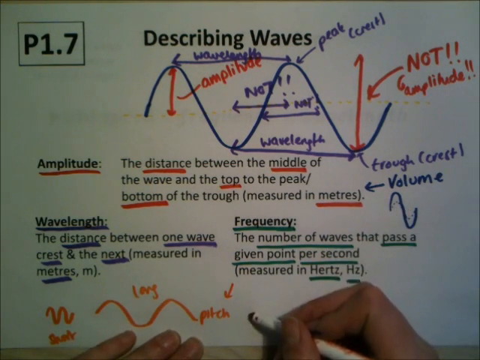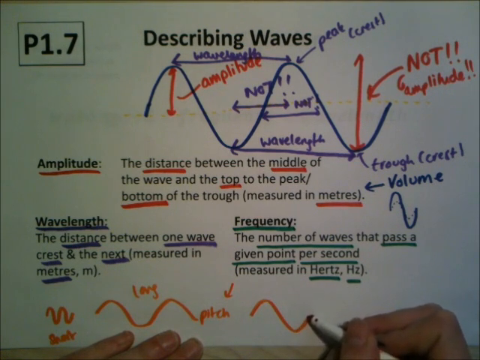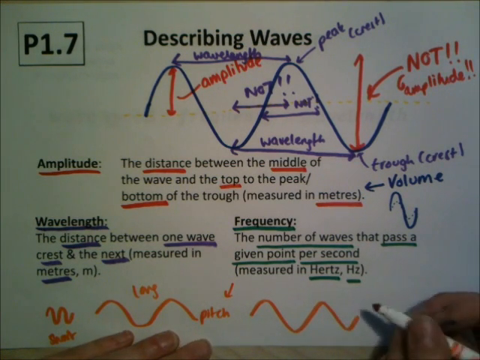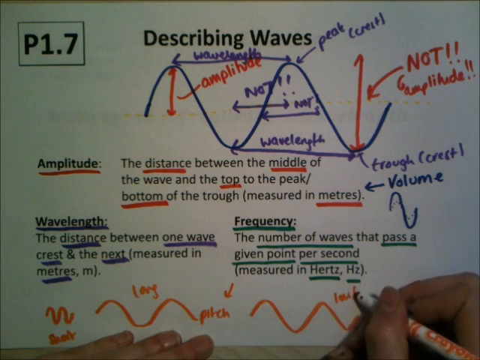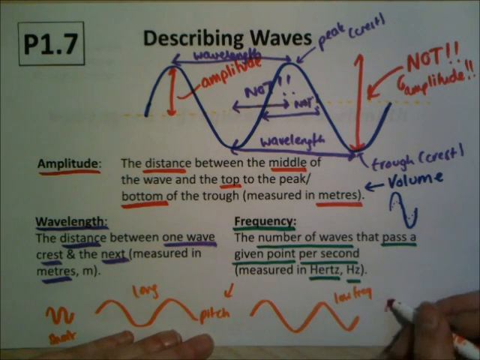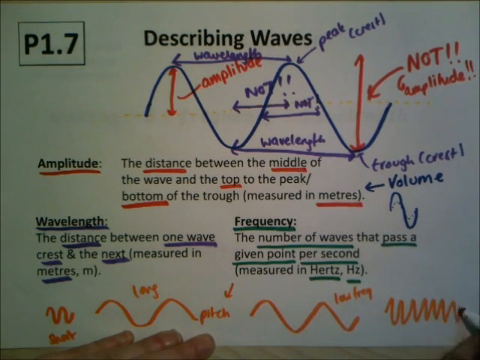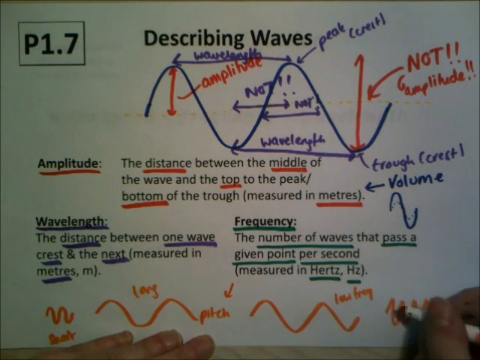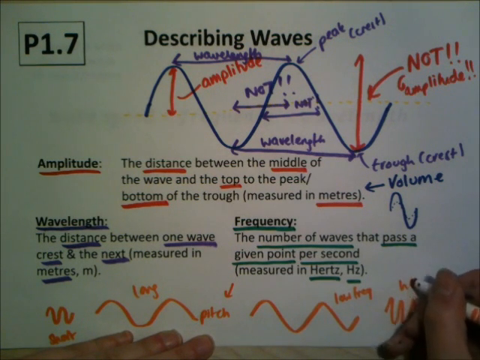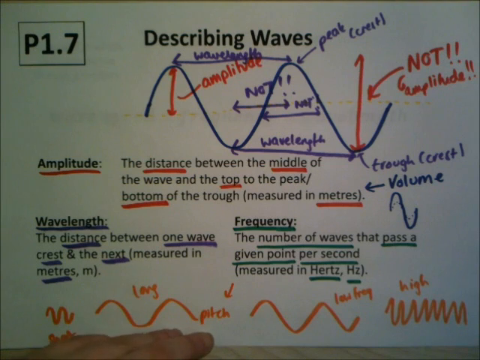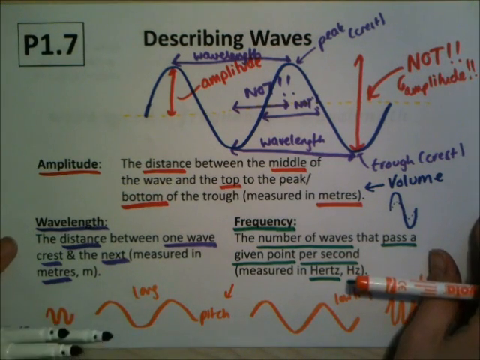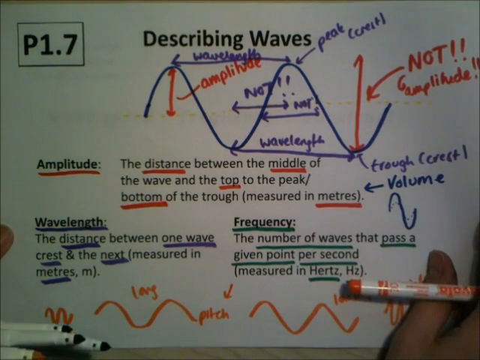So something like this, depending on the wave speed, if it had the same wave speed, would have a lower frequency compared to something like this, because if this was travelling at the same speed across the page, more of these peaks would pass per second. So frequency is just the number of waves that pass a given point per second, and wavelength is just the distance between one wave crest and the next.